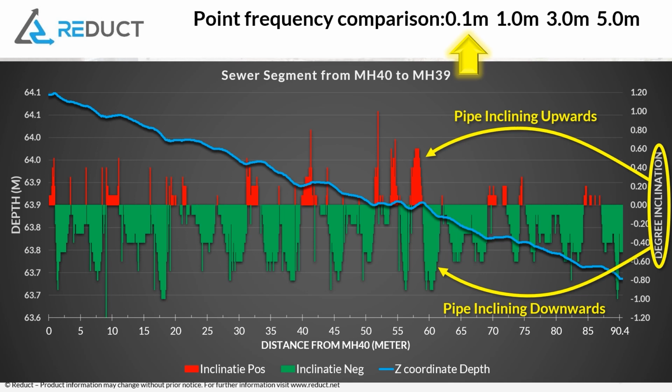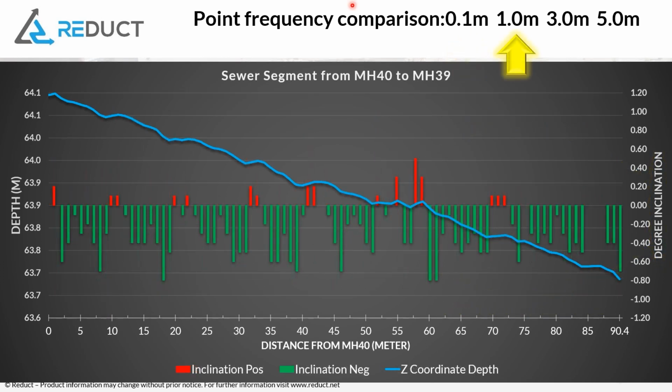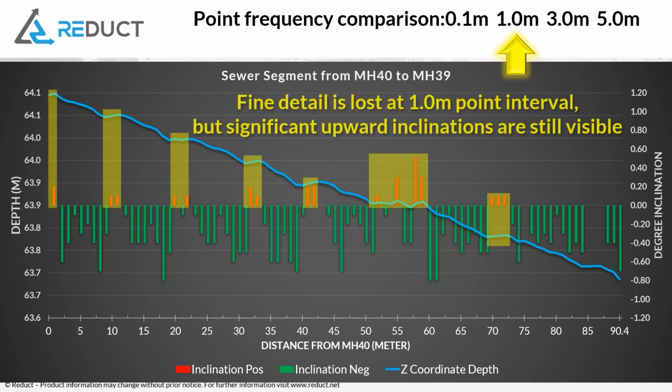Now, if we decrease the point frequency from 10 centimeters to 1 meter, we lose the fine details, but we still see the significant upward inclinations quite well compared to the previous view. Of course, we have less points, but where it's inclining up, we can still determine that at a 1 meter point interval, yet the fine details are lost.